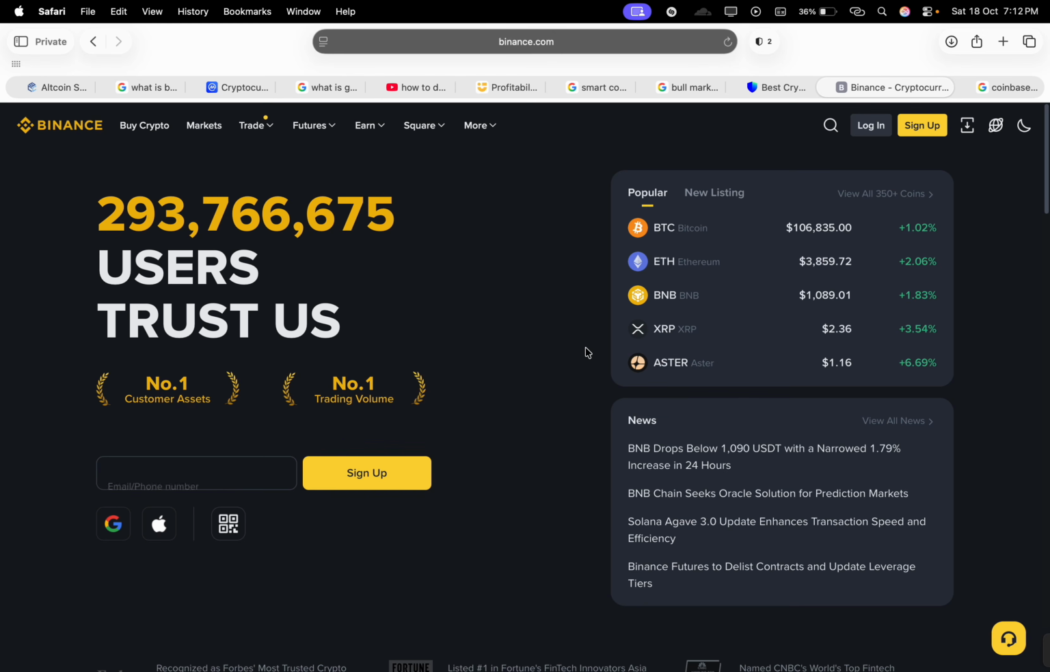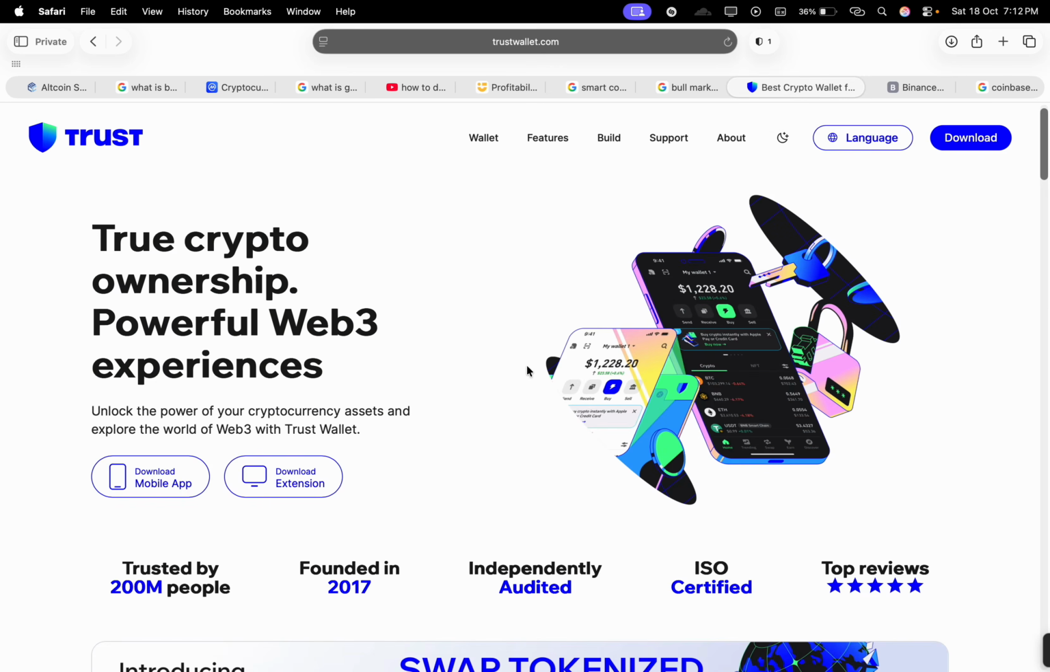main point is not here. The main point of crypto is decentralization. You own the money, not other people. So it's the same as keeping your money in a bank account or in the Binance app. If something happens to these websites, you're going to lose all your funds.